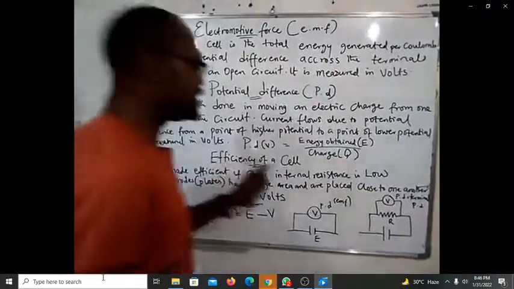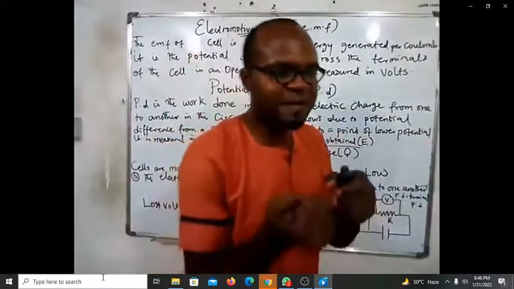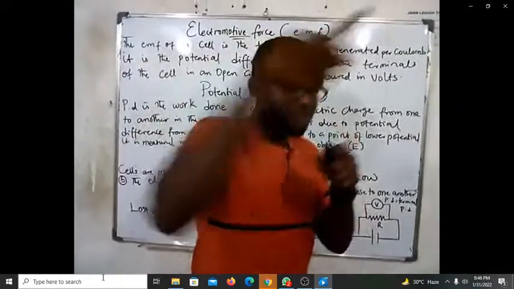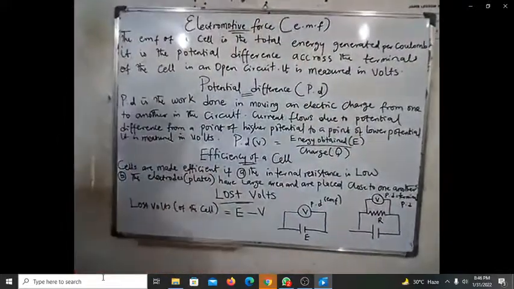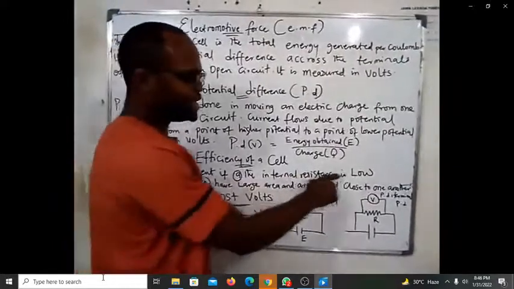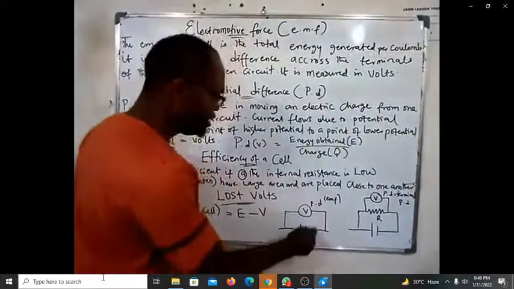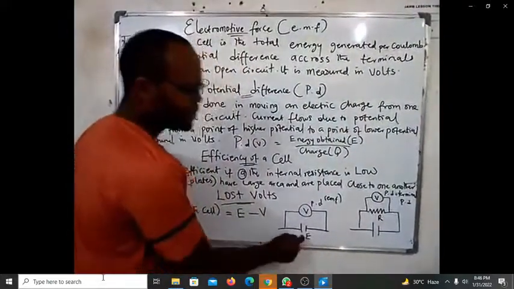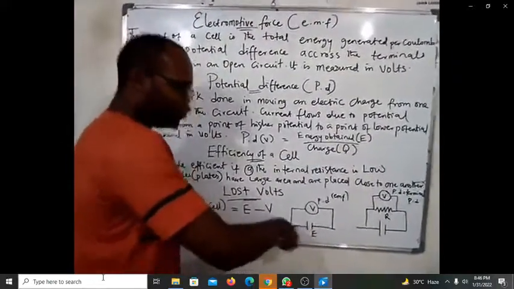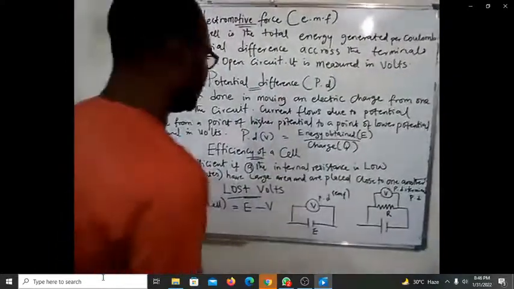Now we look at efficiency of a cell. How can you make your cell to be more efficient in order to supply enough force or energy that will transport the charges to generate the current? How can you do that? Number one, cells are made efficient if the internal resistance is low. You must make sure that the internal resistance inside the cell is very low. Once it's low, it can enable much force that will push the charges round the circuit to enable an easy flow of current.